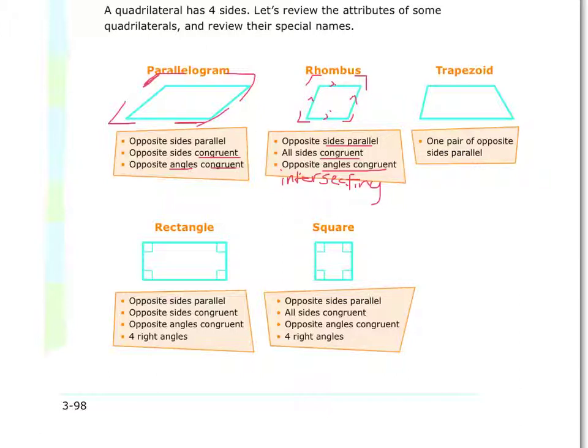A trapezoid has one pair of opposite parallel sides. Parallel sides that are opposite make it a trapezoid. A rectangle also has opposite sides that are parallel. It also has opposite sides that are congruent, and again, that means the same length. This side is the same length as this side, and we could use hatch marks here, 2 lines meaning that these are the same length. Opposite angles are congruent, and in fact here we can see that all 4 are right angles. So they are all perpendicular corners.